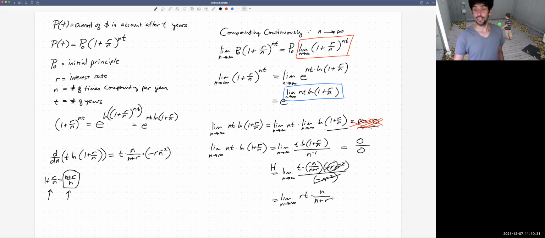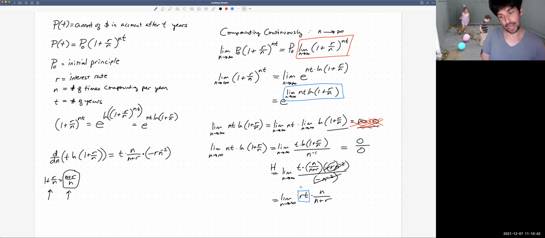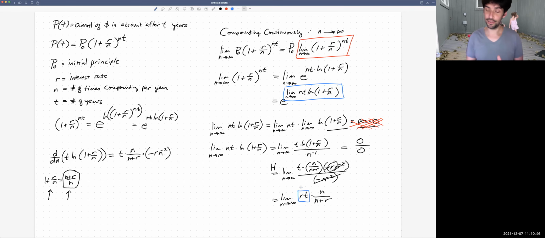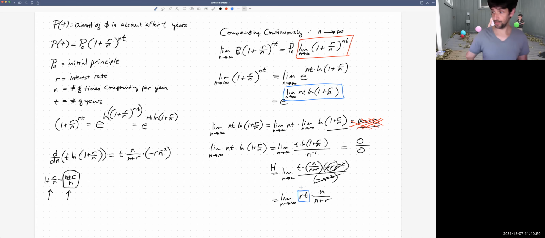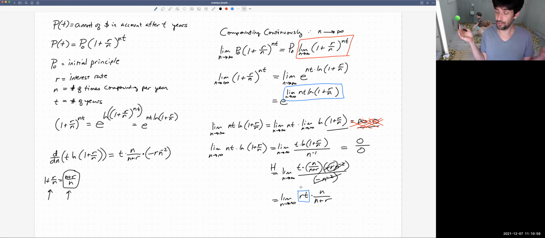Now, we're taking a limit as n goes to infinity. rt is like a constant. They don't change, right? For a given number of years and a given interest rate, we're looking at what happens as we increase n. So those are given, they're stagnant. We've got a rational function, where n is the variable, and the degree of each of the polynomials in the numerator and denominator is the same. They're both linear. They both have degree 1.